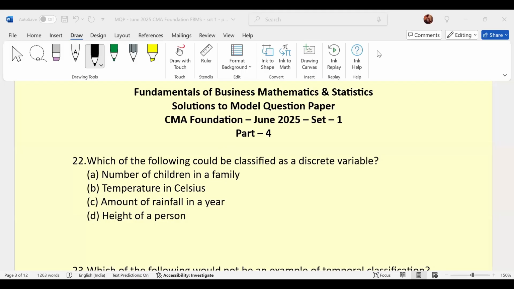Hello everyone. This is in continuation to solving model question paper set 1 of CMA Foundation, June 2025 for business mathematics and statistics. This is part 4, question number 22.